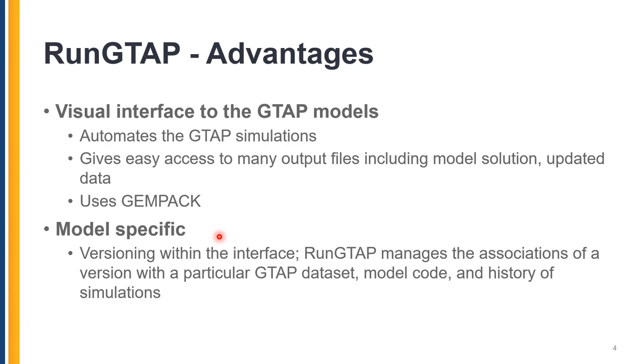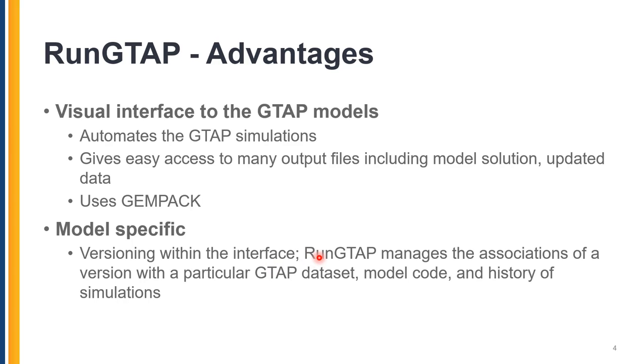RunGTAP helps us keep everything model specific. This versioning within the interface that I've already described, RunGTAP will control the associations, so it's going to build up the folder set and keep them separate so that I can quickly switch back. I don't have to tell my colleague who needs me to replicate something, you have to wait until I finish my work because I don't want to get the files mixed up.